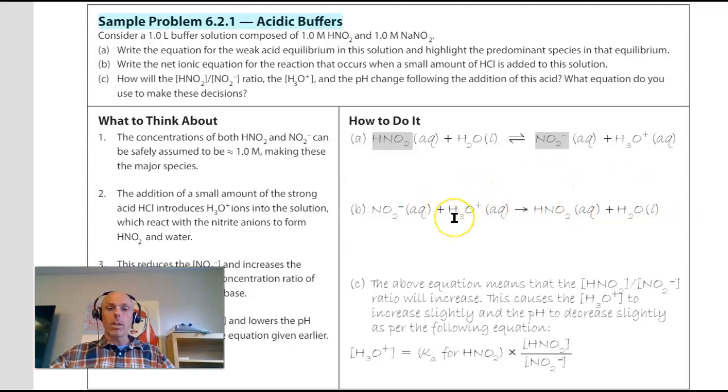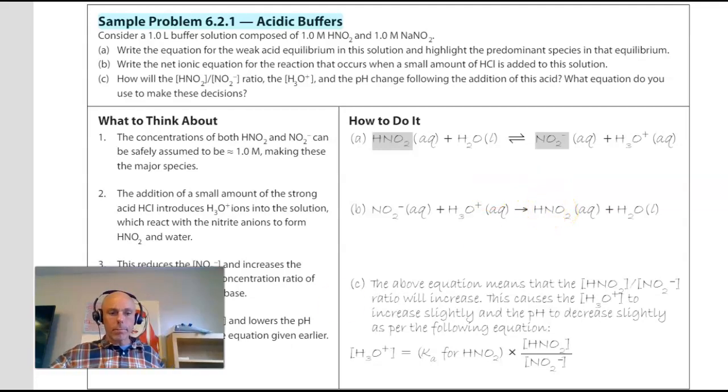So again, here's the hydronium from HCl reacting with the base in this buffer system, generating that base's conjugate acid and water. And why the pH doesn't change much is that HNO2 is a weak acid. It hardly dissociates much. So we're turning H3O+, nothing but hydronium ions, into a weak acid that doesn't dissociate much.